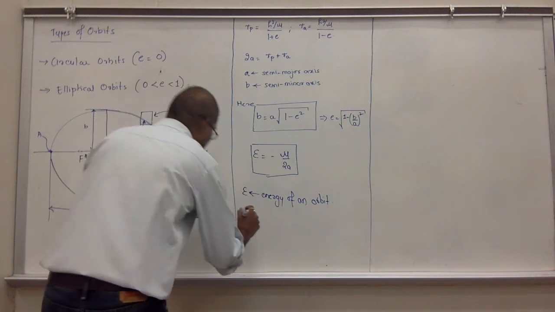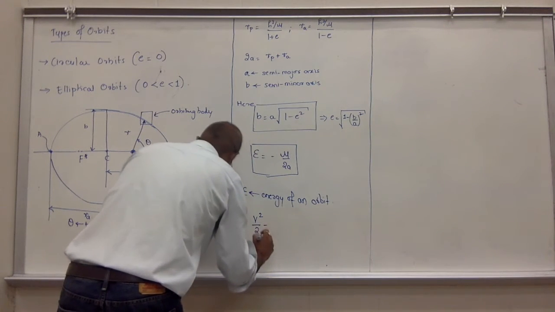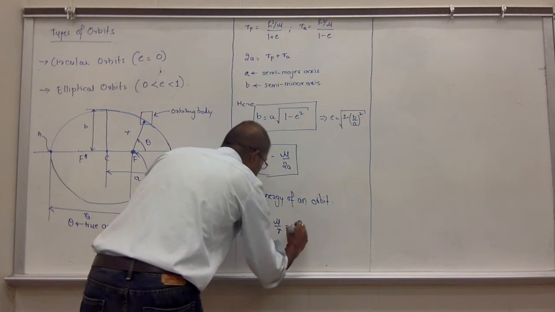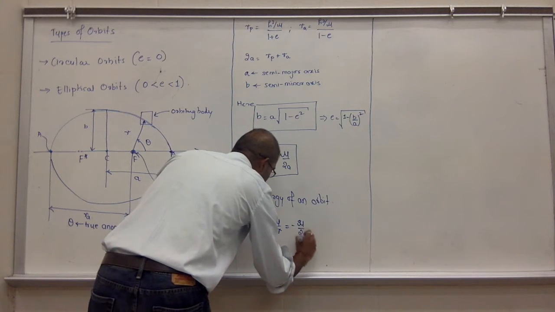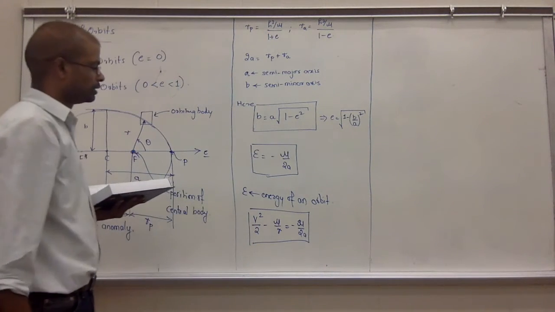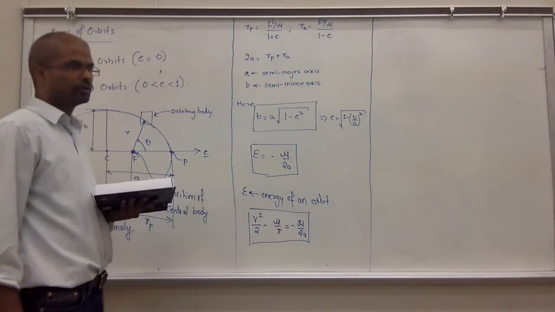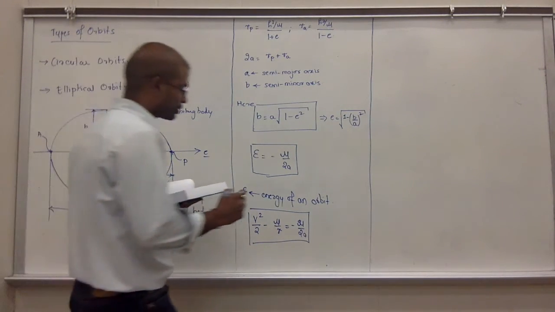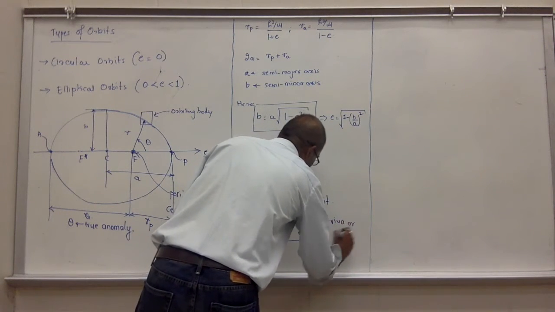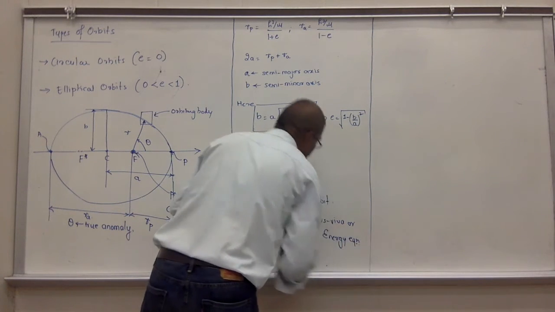So from this, this is just the Vis-Viva equation written by replacing this epsilon with minus mu over 2a. This is the energy equation of the Vis-Viva equation. We have derived this. You can look it up.